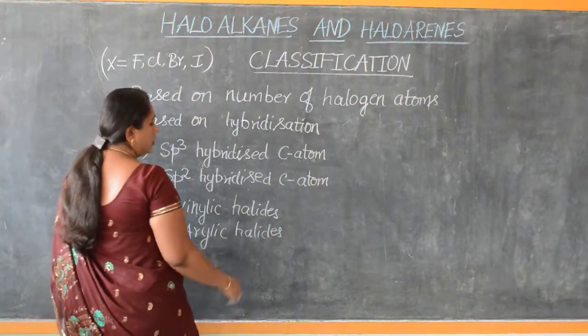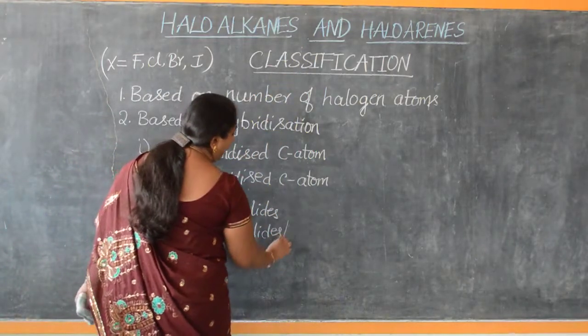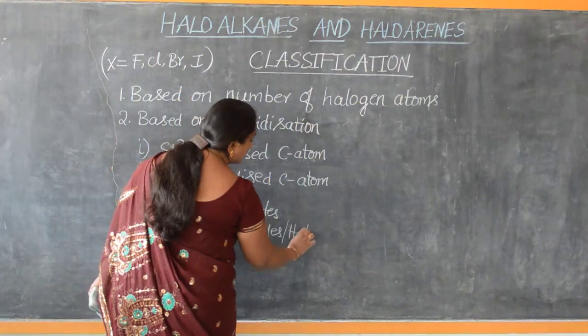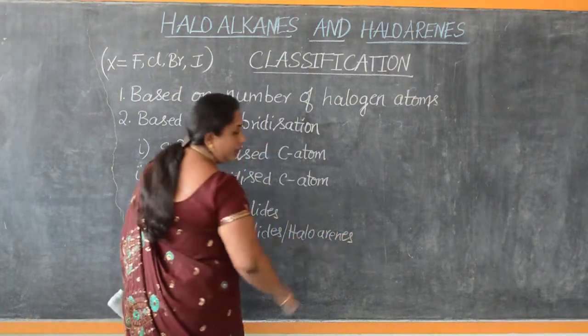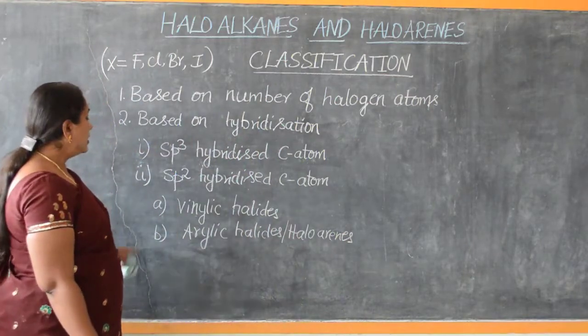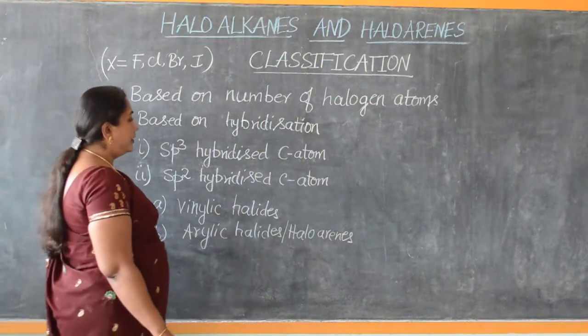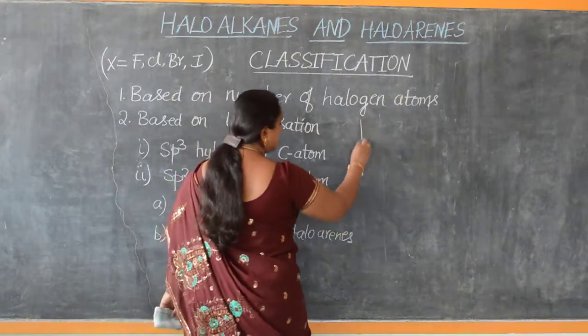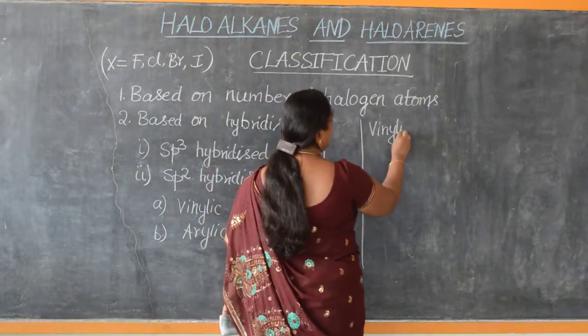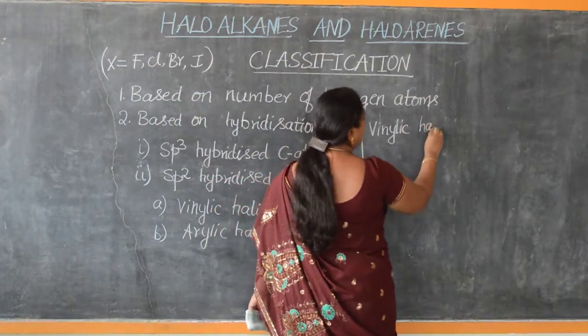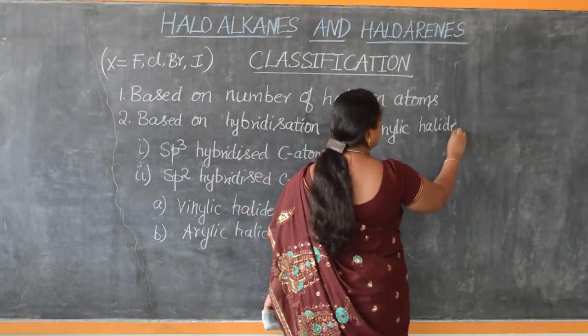Arylic halides are otherwise also called haloarenes. Now let us understand each one of them in a bit of detail. First, let us consider vinylic halides. What are these vinylic halides?